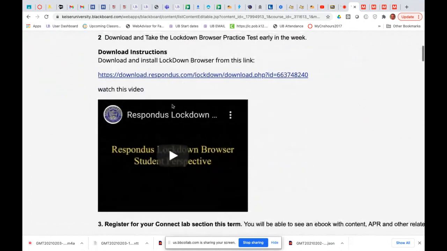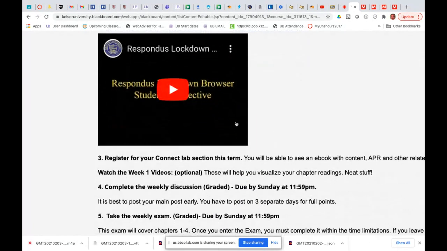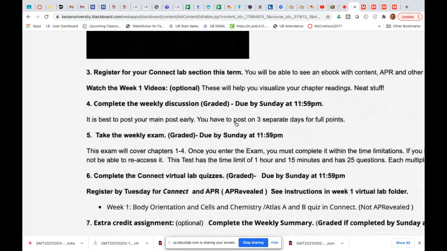Okay, so here's the Respondus Lockdown Browser. Make sure this is where you're going to be taking your tests. If you log in and it asks you for a passcode or a password, it means you're doing something wrong. It means you're not taking the exam through the Respondus Lockdown Browser. That's the only place an exam should be taken. So watch this short video on how to do that.